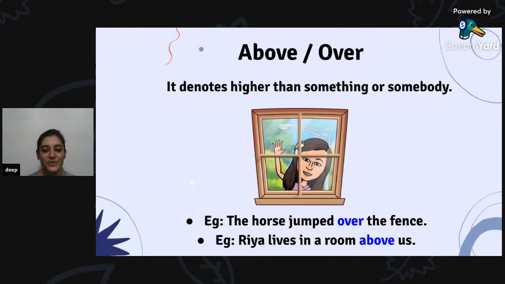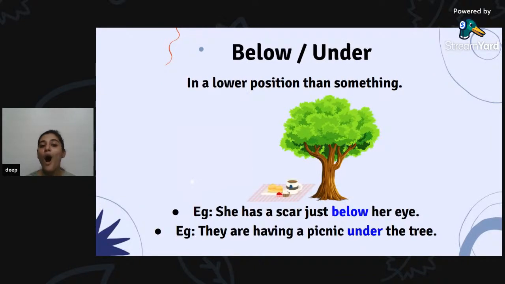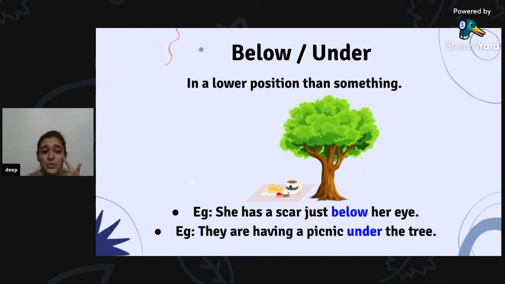The next preposition is below or under, in a lower position than something. For example, she has a scar just below her eye. The next example, they are having a picnic under the tree. So in the picture you can see there are lots of things under the tree. So you can type your answer in the chat box, or you can type below or under in the chat box.